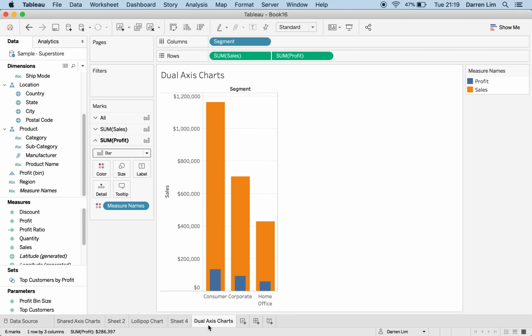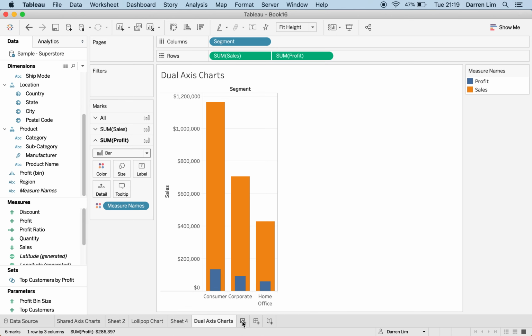Lastly, we will talk about the dual axis charts. Dual axis charts are essentially similar to what we covered just now, two measures against a single dimension. However, this time the measures are different. In this case, I've plotted sum of sales and sum of profit against each segment of goods I sell.